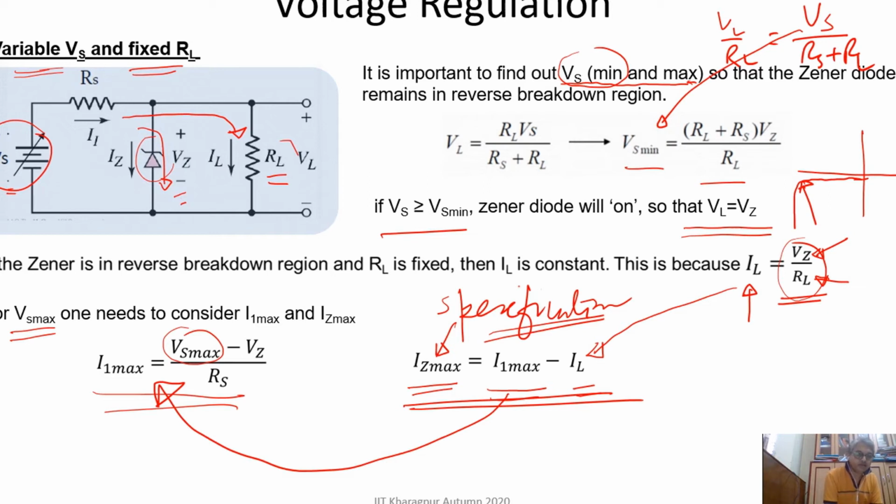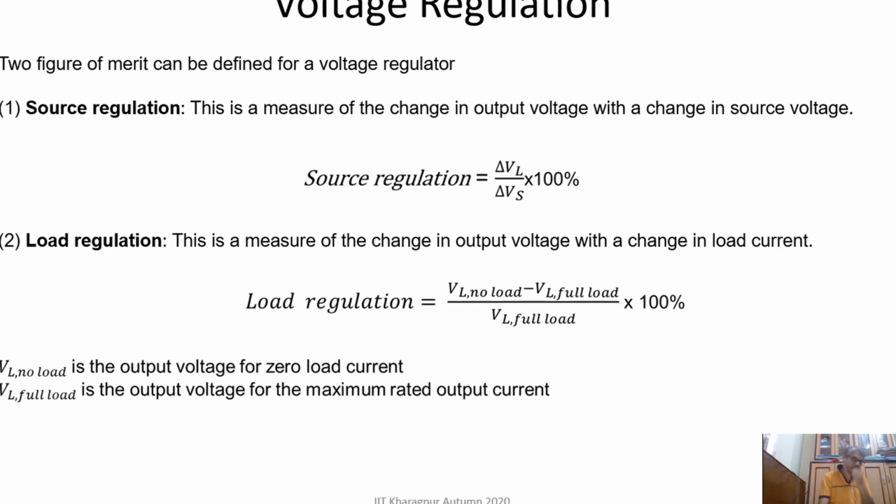Okay, now this, in a nutshell, is our voltage regulator. The goal is to keep the voltage across the load fixed, even if the source voltage is varying or the load resistance is varying. Now there are two figures of merit which I just want to mention briefly. One is source regulation and one is load regulation.